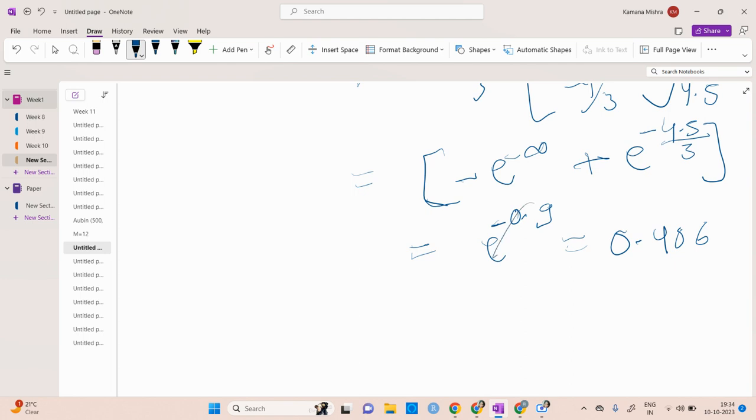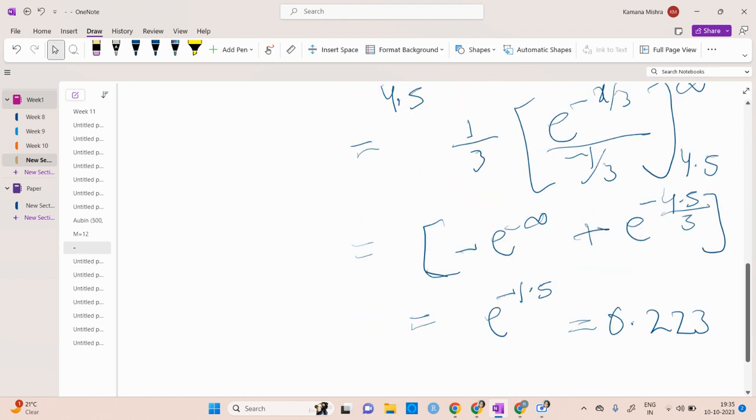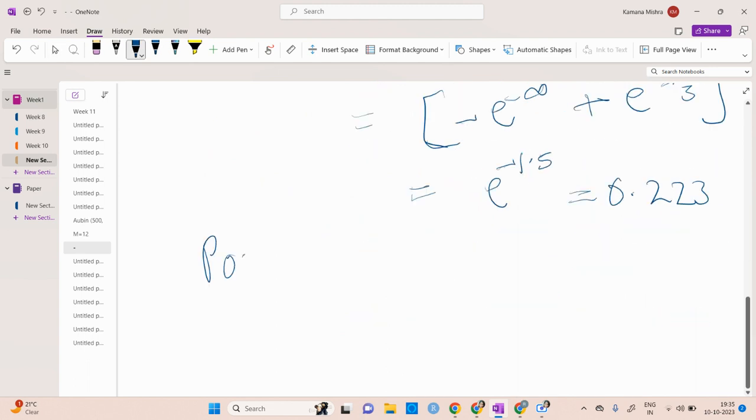Oh, okay. No, this one was e to the power minus 1.5. This was 1.5. It's my mistake. It's 1.5. It will be 0.223. Now, power of the test.